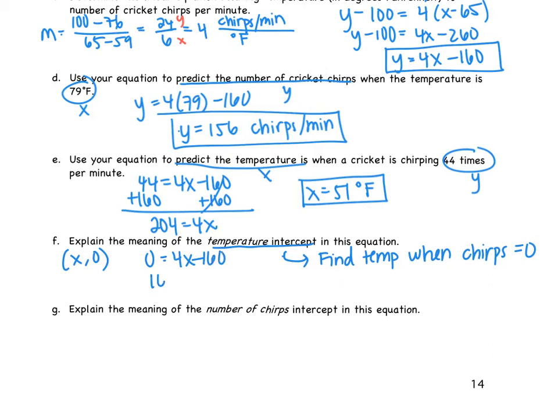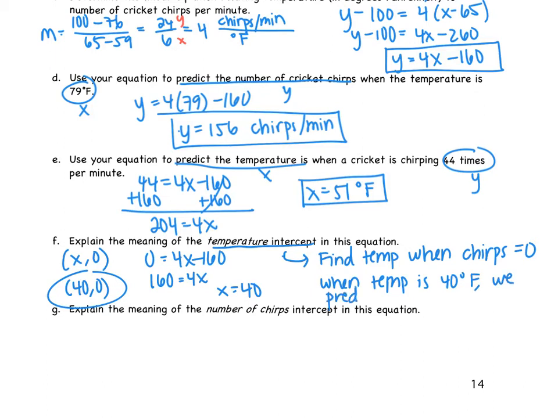If I add 160 to both sides, I get 160 is equal to 4x, so x equals 40. So our intercept is (40, 0). We need to explain what that intercept means. So that 40 of x, that's the temperature. So when the temperature is 40 degrees Fahrenheit, we predict that the cricket will chirp 0 times per minute.